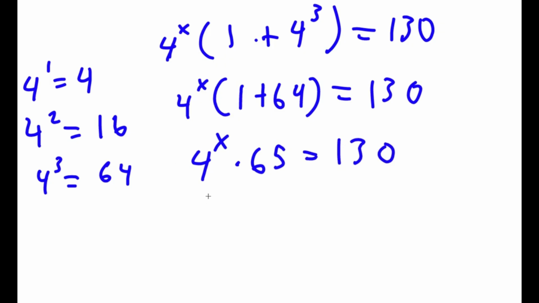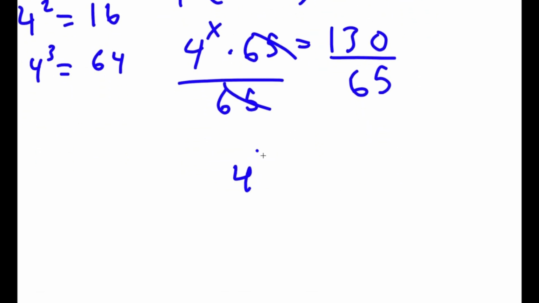Now I want to isolate x, so I'm going to be dividing both sides by 65. So then these two cancel out, and I'm left with 4 to the power of x is equal to 1/3 divided by 65, which is 2.